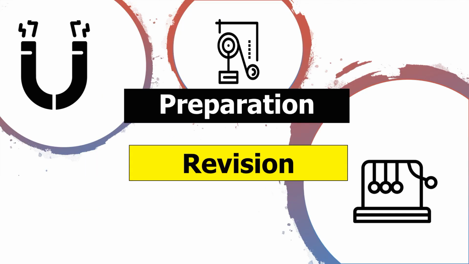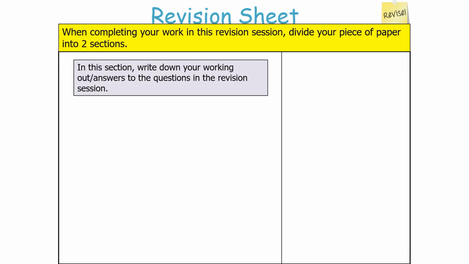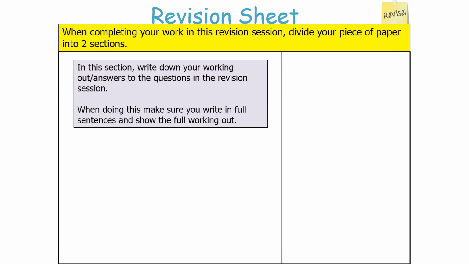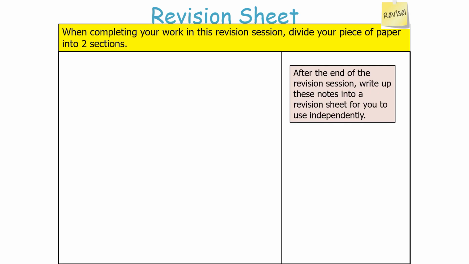So how should you be carrying out this revision session? When you complete your work in this revision session, divide your piece of paper into two sections. Make the section on the left hand side larger than the right hand side, and in this section write down your working out and answers to the questions in the revision session. Make sure you write in full sentences and show your full working out. In the right hand side, write down any bits of information which you find useful or any hints and tips on answering questions from this revision session. At the end of the revision session, write up these notes into a revision sheet.